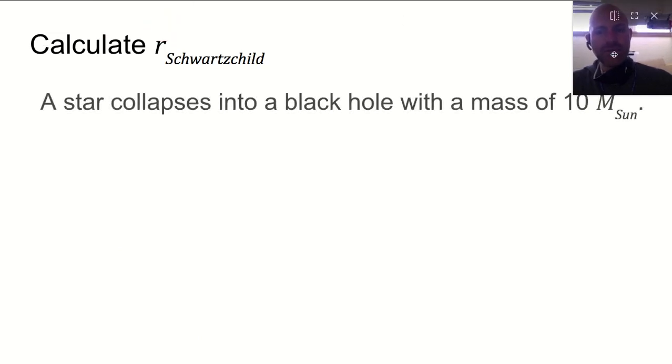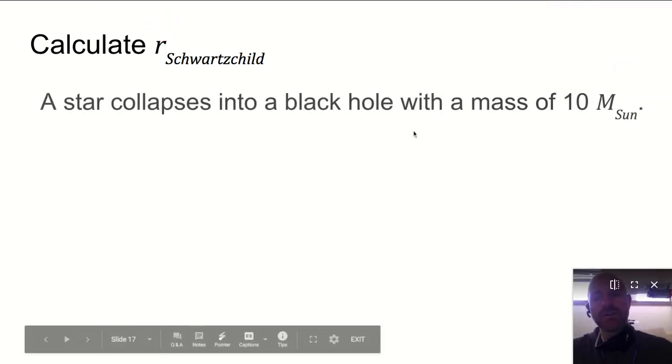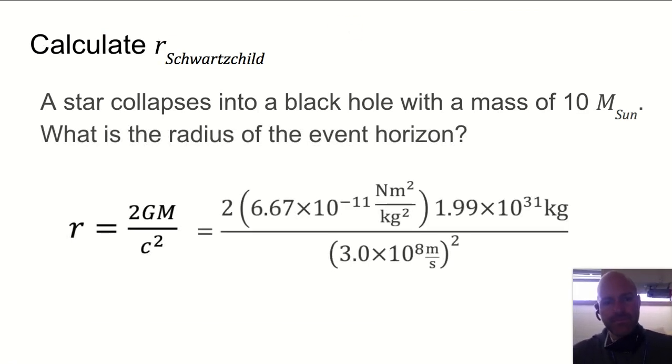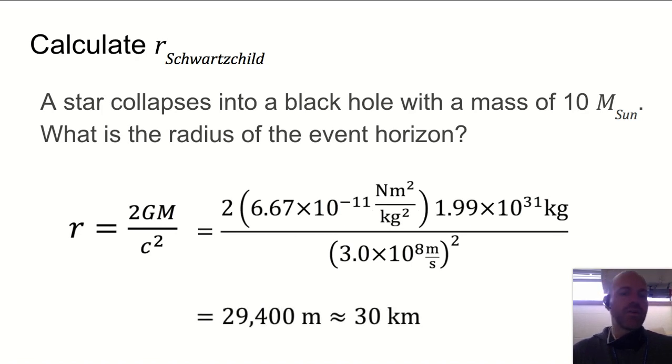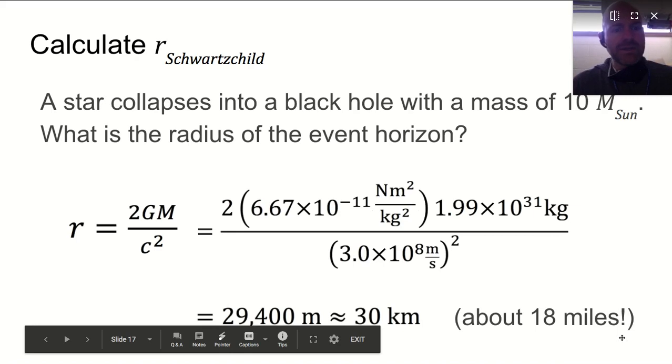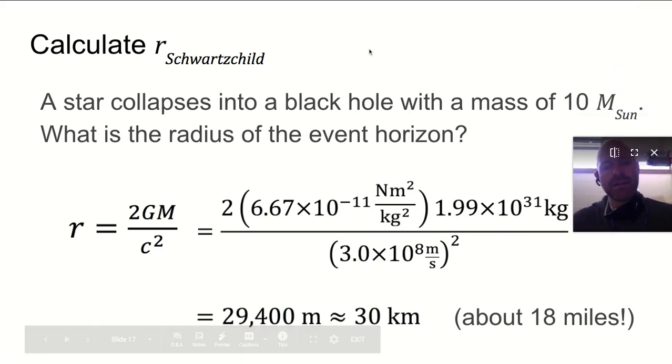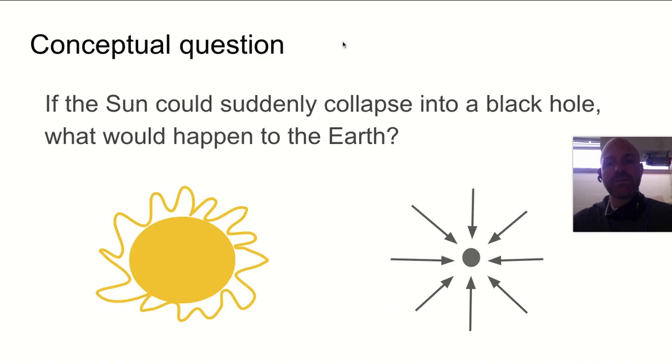What is that actual value? Well, it depends on the mass of the star. So if we have a black hole that has 10 sun masses, we can find this number, which is about 30 kilometers, which is pretty small. About 18 miles. Very, very small. And this is why black holes can be dangerous, because they have such a small radius. They're so compact that you can get really, really close to them without the shell theorems coming into effect.